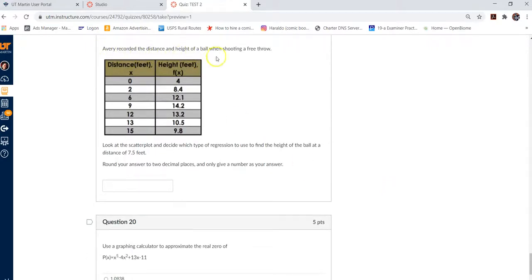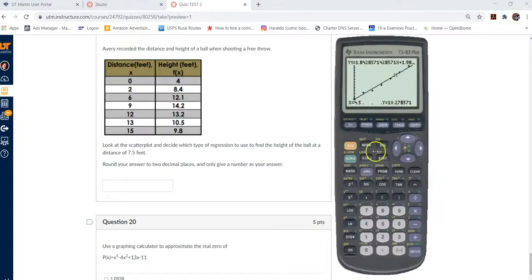Avery recorded the distance and height of a ball when shooting a free throw. Look at the scatter plot and decide what type of regression to use to find the height of a ball at a distance of 7.5 feet. So if X is 7.5, what is the Y value going to be? Okay, so let's clear this out.